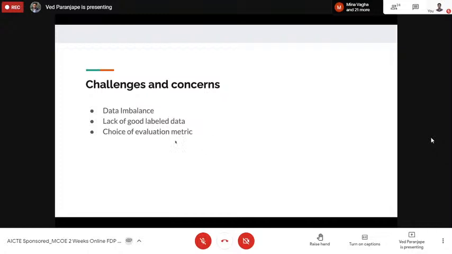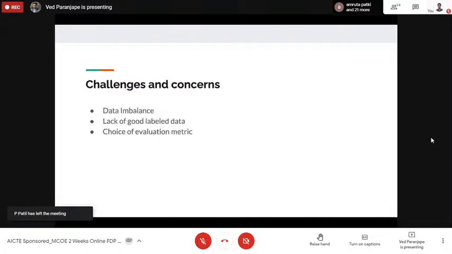Choice of evaluation metric. If it's just accuracy that we are considering as an evaluation metric, accuracy can be misleading. Let's say in a collection of 100 images, we have just six positive images, that is, six images have lung cancer, and the rest of the 94 images have no lung cancer. If a model just predicts everything as no lung cancer, even then it gets 94% accuracy because it just got those six positive examples wrong. So it's a 94% accurate model, which is completely misleading. That's why we need to come up with better metrics.